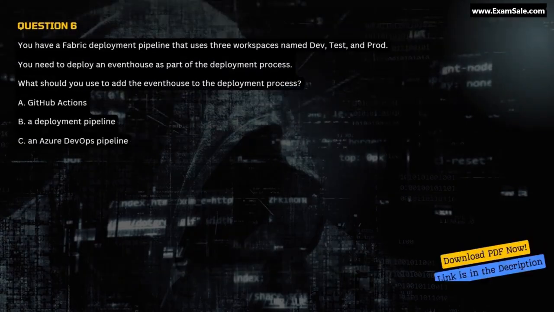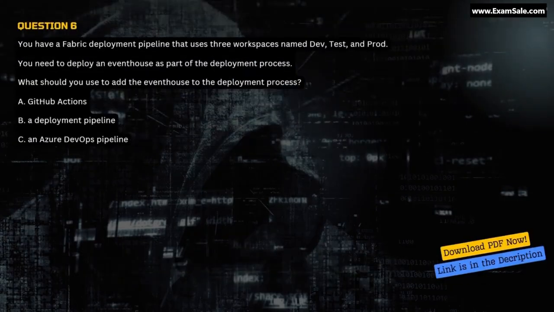Question 6. You have a Fabric deployment pipeline that uses 3 workspaces named Dev, Test, and Prod. You need to deploy an event house as part of the deployment process. What should you use to add the event house to the deployment process?